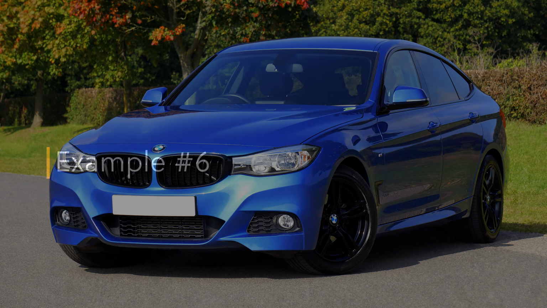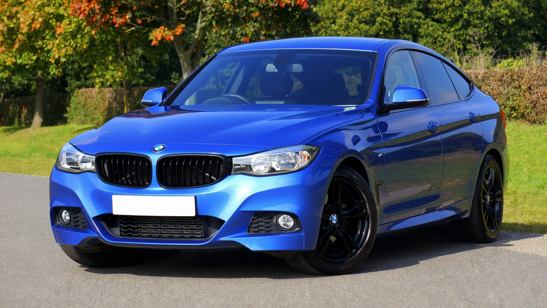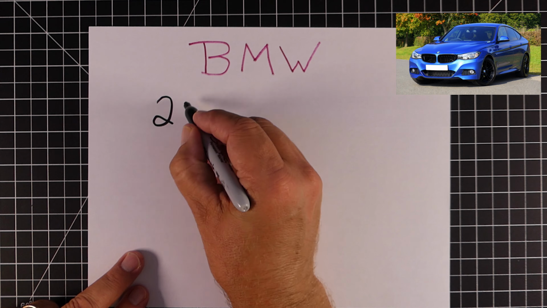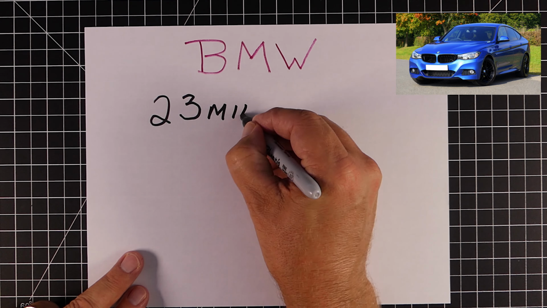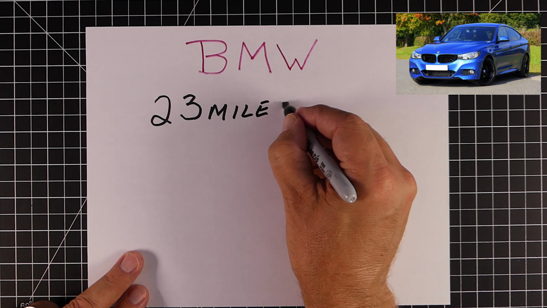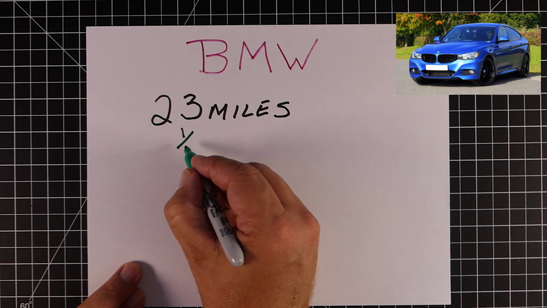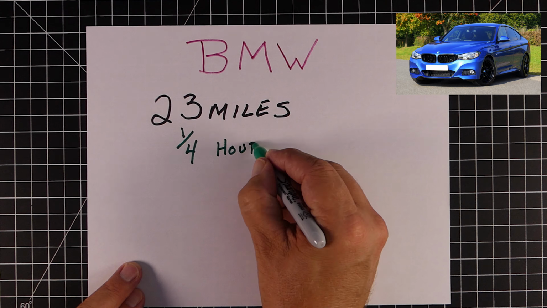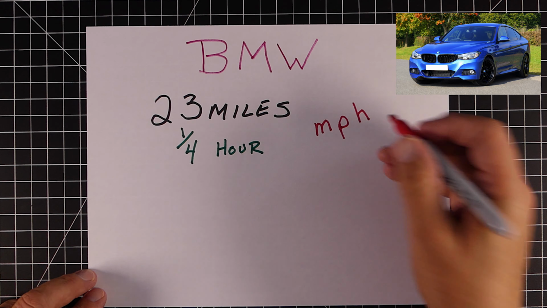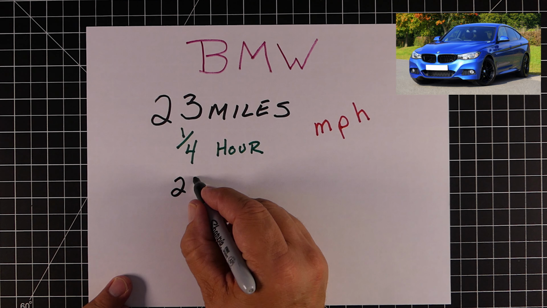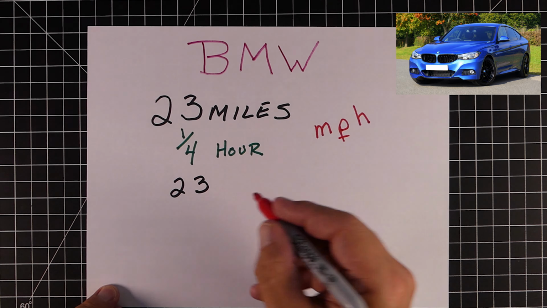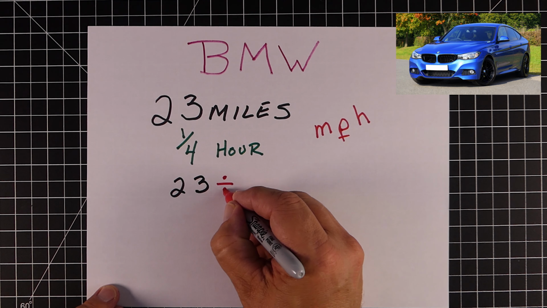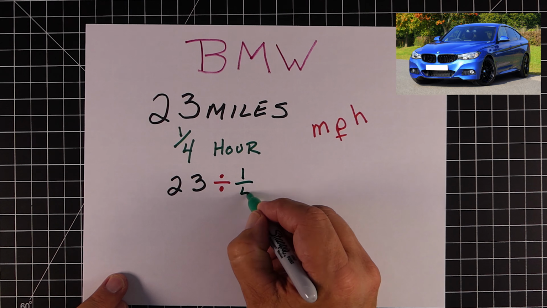The next thing we're going to look at is this BMW. On this BMW right here, we're going to calculate the miles per hour, but we're going to have a fraction involved here. So let's say a car had traveled 23 miles in 1/4 of an hour. Now, that would be 15 minutes. And we want to know, what is their rate of speed, miles per hour? Well, if we're trying to find the miles per hour, we would still just take miles divided by hours, even though there's a fraction involved here.